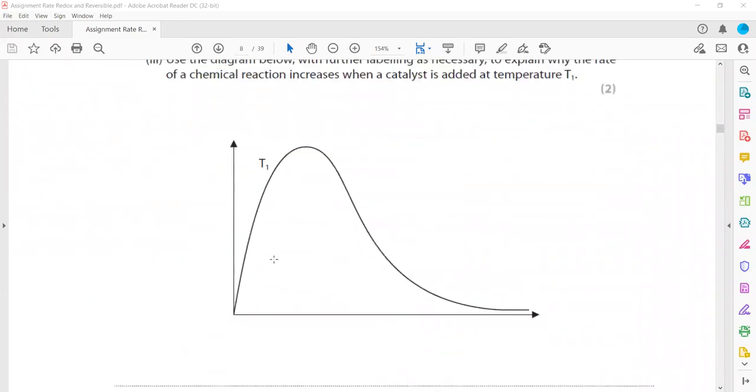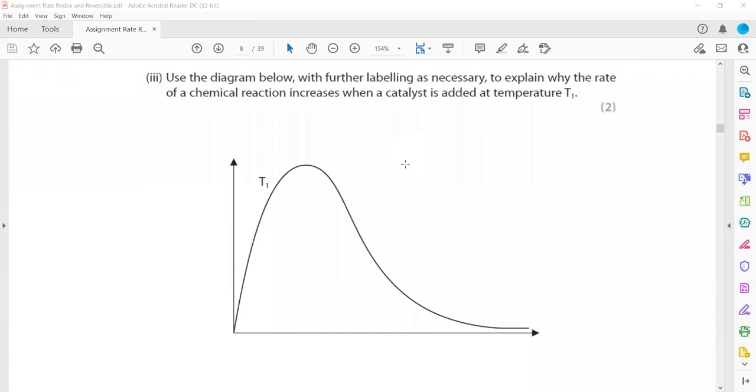So you have to use a space there to explain the idea. Then the next part, use the diagram with further labeling as necessary. Explain why the rate of a chemical reaction increases when the catalyst is added. So when we add a catalyst, the shape of the graph won't change.